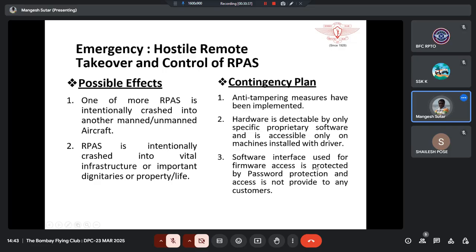You will not be able to perform. Okay. Again, these user passwords and all the things are not shared with the consumers or the users. They are normally kept with the OEMs. Only in a scenario like RPTO, since we are an RPTO and we are imparting training, the username and password is shared with us. But normally, a farmer who is purchasing an agribot drone will not have access to these kinds of things.